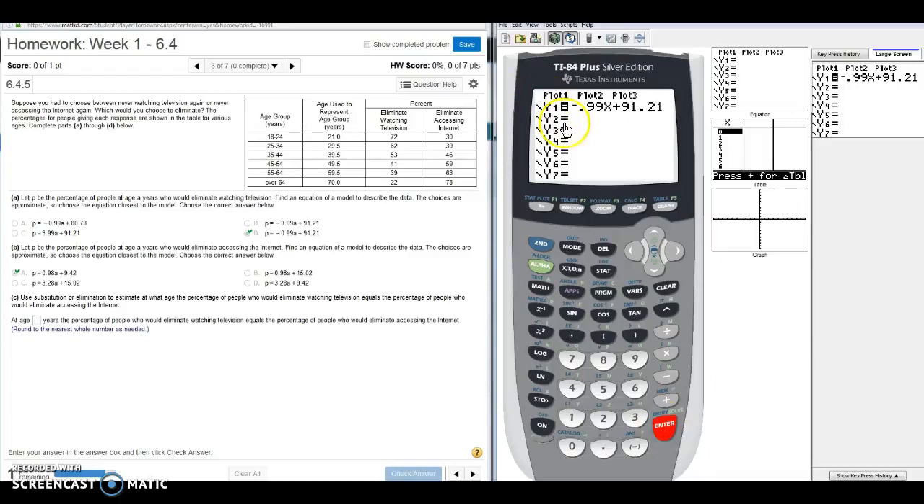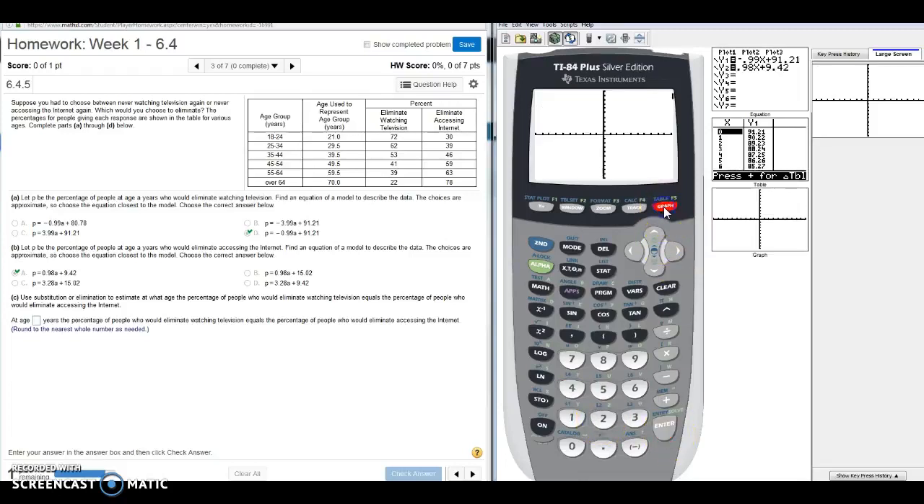I hit enter and I go to the second, and it's blinking here, and I'm going to enter my second equation, which is 0.98x plus 9.42. Enter. I'm going to go ahead and graph those.